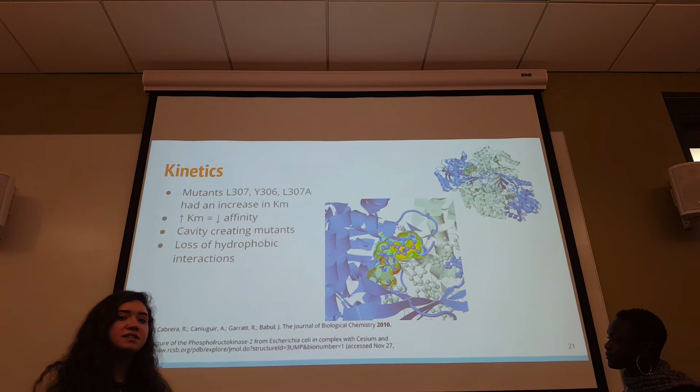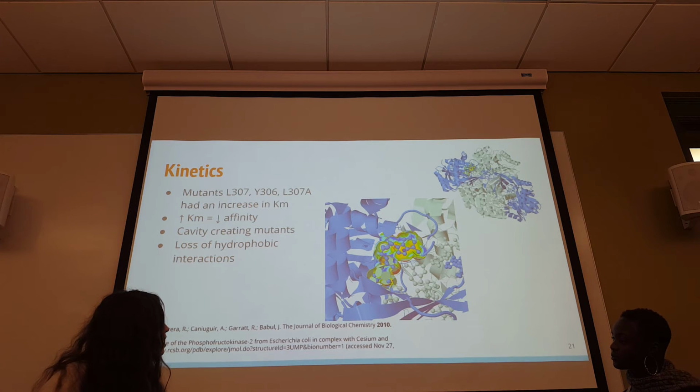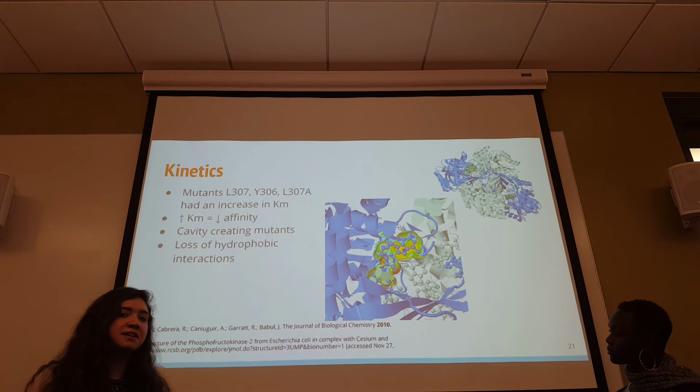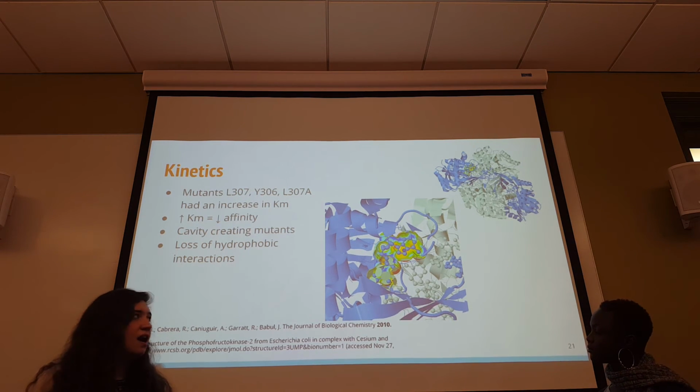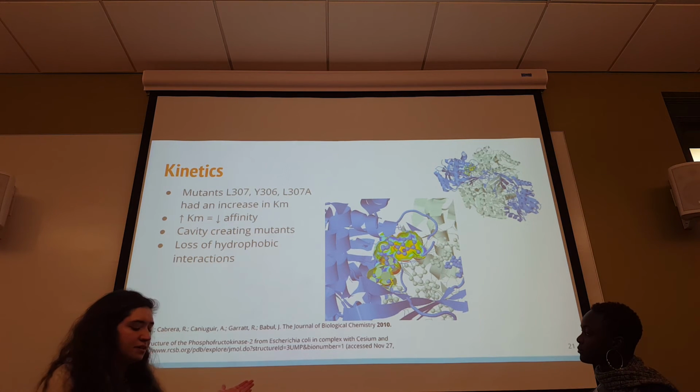So for conclusions, this experiment was broken up into two parts. For the kinetics part, they found that the mutants L307, Y306A, and L307A all had an increased Km value for the MgATP, but had no significant changes in the Km for the fructose 6-phosphate. Of course, an increase in the Km is a lower affinity, and in this image here from the RCSB Protein Data Bank, we can see the ATP inside of our enzyme in its native form.